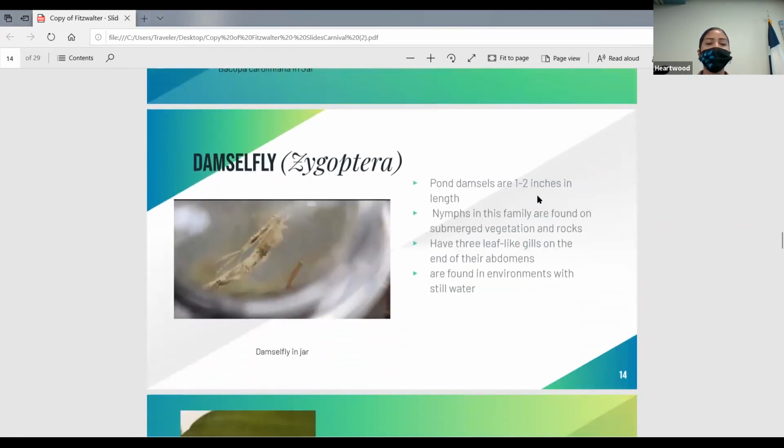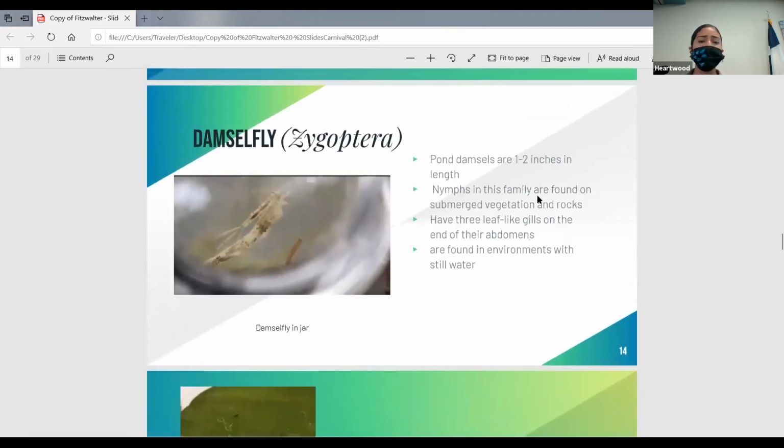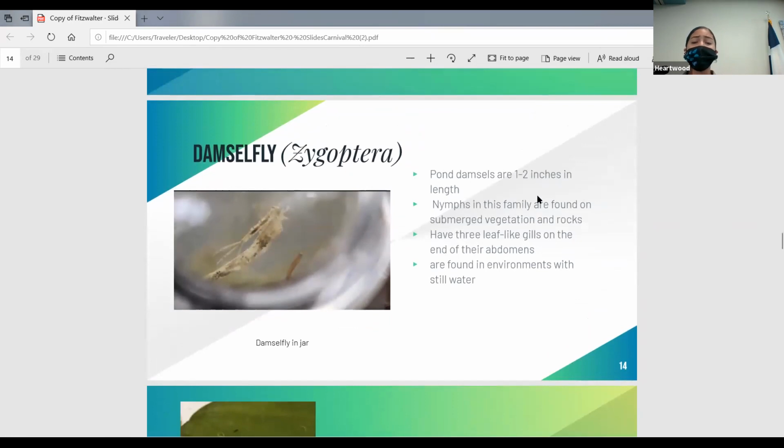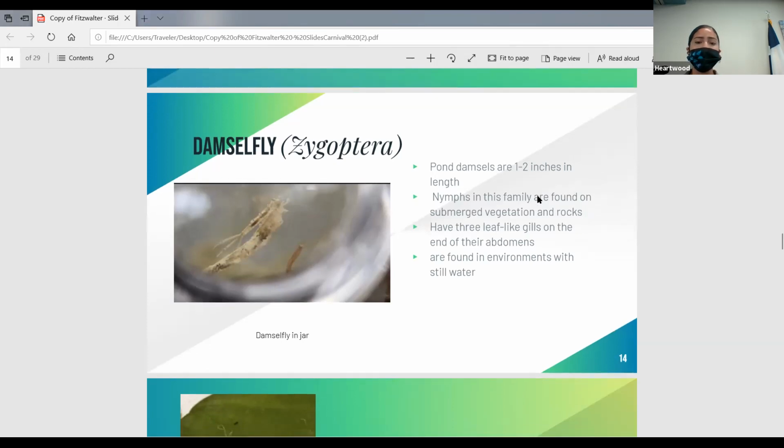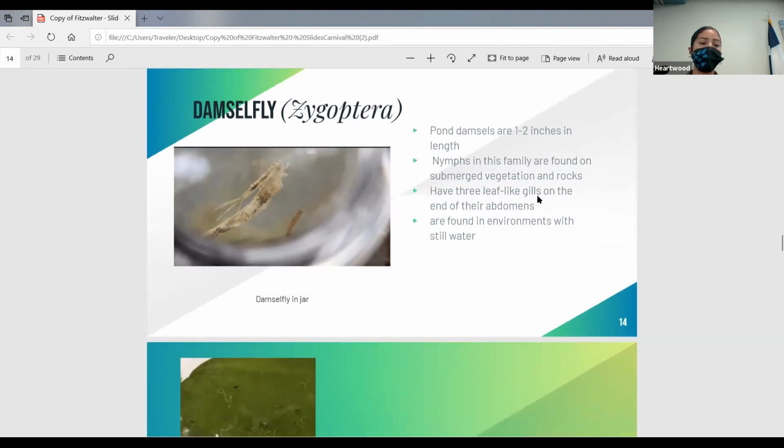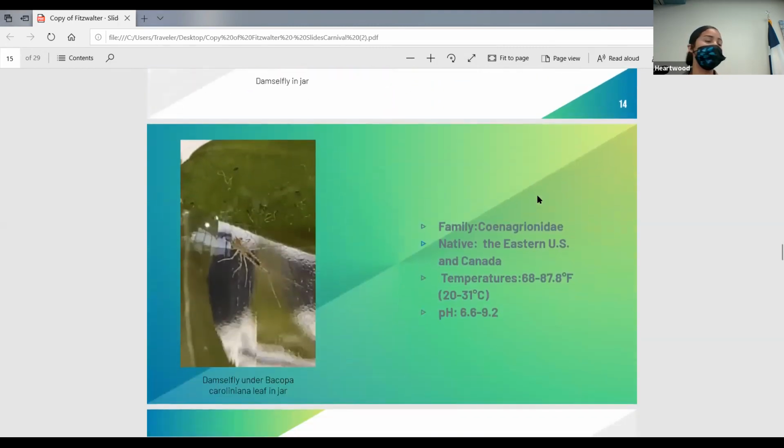So my next organism is the damselfly. These pond damsels usually grow around 1 to 2 inches in length, and their nymphs are found in submerged vegetation and rocks, which in this case, it liked to be around the Bacopa and it would hide under the rocks. It's usually found in environments with still water, and in this case, my jar was an ideal environment for it to grow. So here's just another detailed picture of the damselfly.